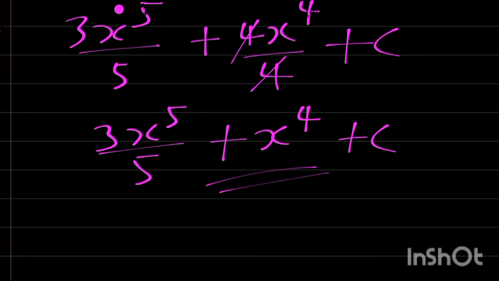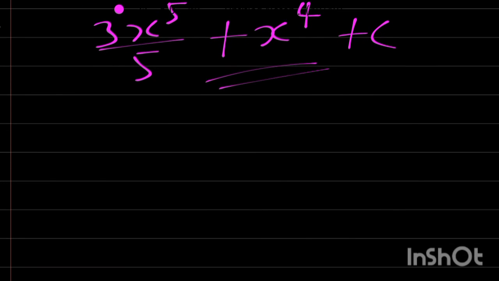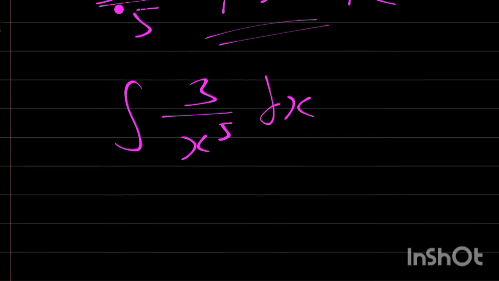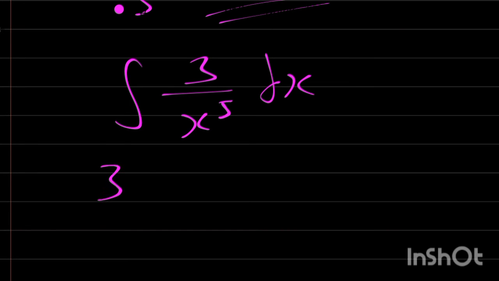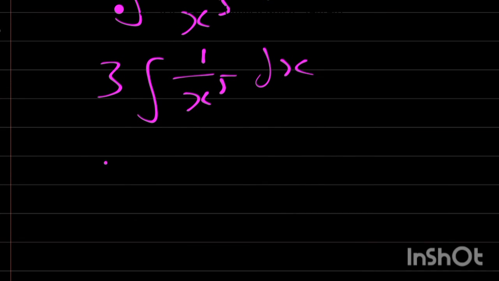Okay, let's take a look at another example. There are some examples that you think are simple, but if you don't know how to go about it, you will still miss them. Integration of 3 over x raised to power 5 with respect to x. This is the same thing as 3 outside, then 1 over x raised to power 5 with respect to x. 1 over x raised to power 5 is actually the same thing as x raised to power minus 5 with respect to x.